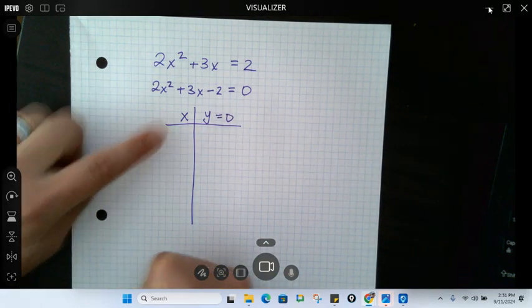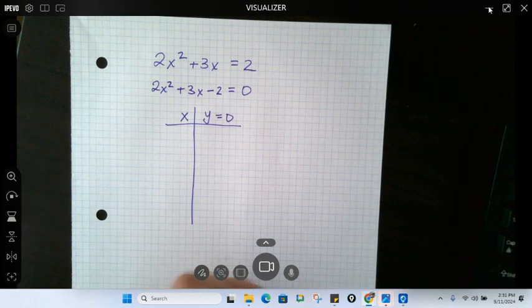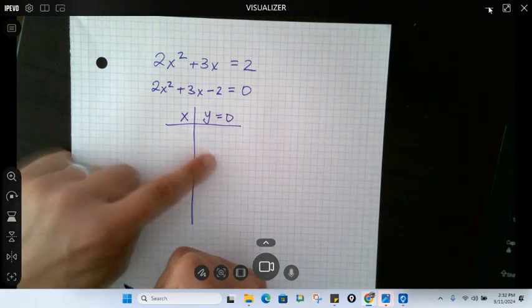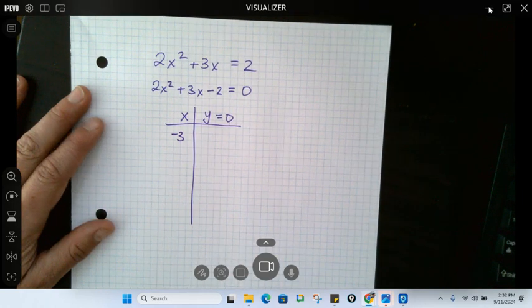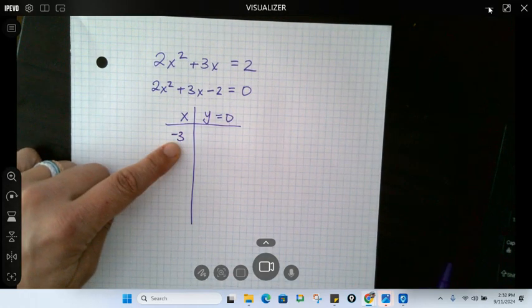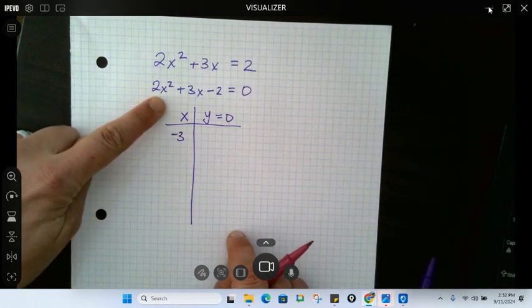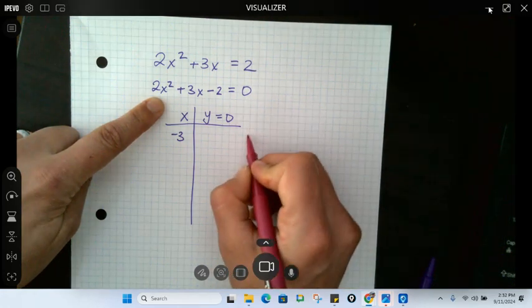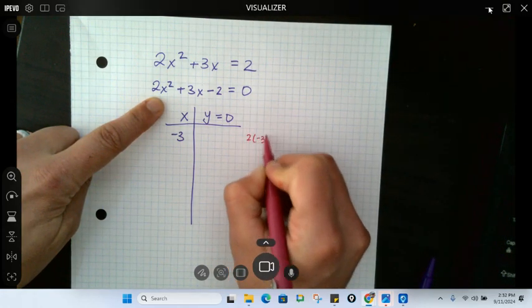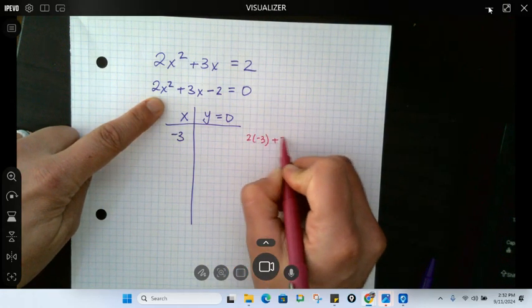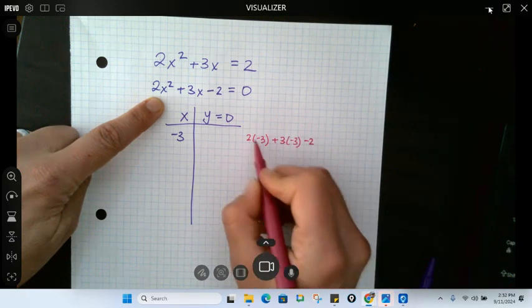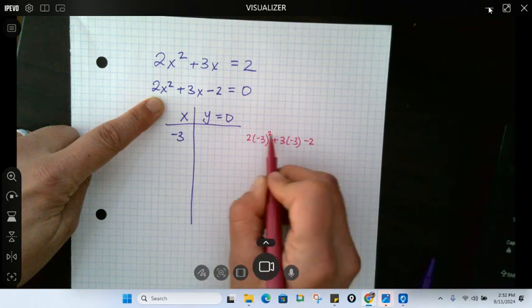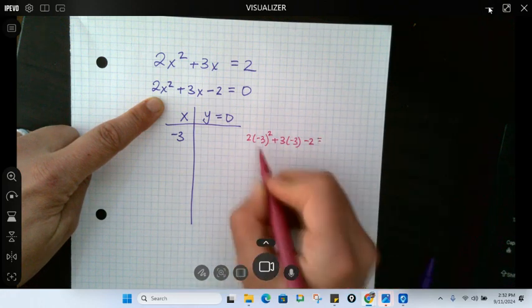So I'm going to start by guessing what I think might work for the value of x to get me that 0. So I'm going to guess it's -3. So if this is my input, I need to plug that into my function here. So that would look like 2 times this -3 plus 3 times the -3 minus 2. Oh, I forgot my squared. That would have really messed me up.